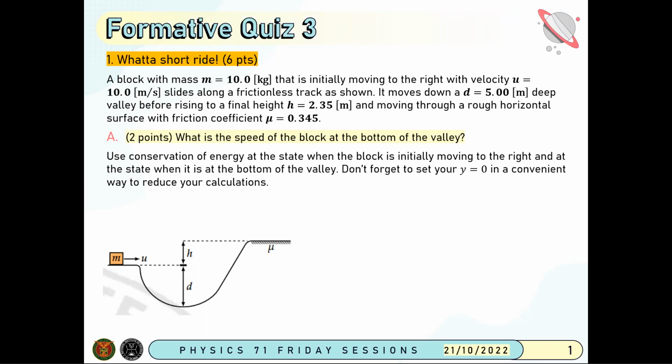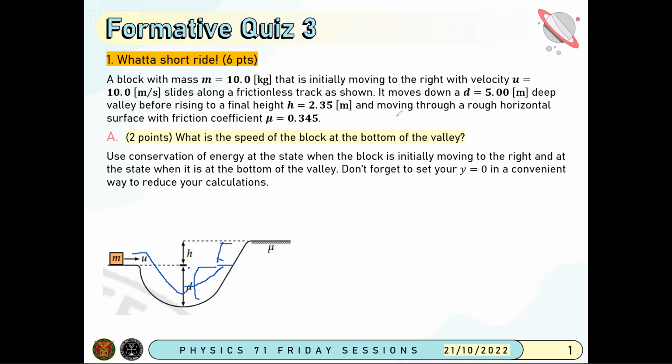First problem is "What a Short Ride." A block of mass m, shown in the figure, equals 10 kilograms, initially moving to the right with a velocity u of 10 meters per second, slides along a frictionless track as shown in the figure. It moves down a distance d equals 5 meters below the valley before rising to a final height h of 2.35 meters. So it slides down a distance d and then rises up to a final h. So this is the h, this is the d.